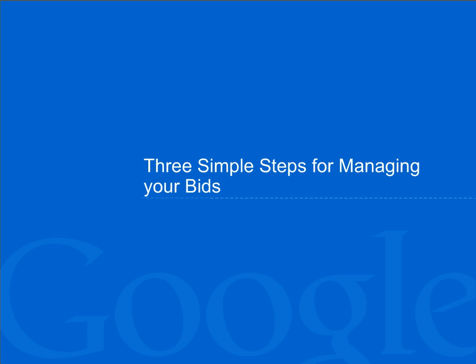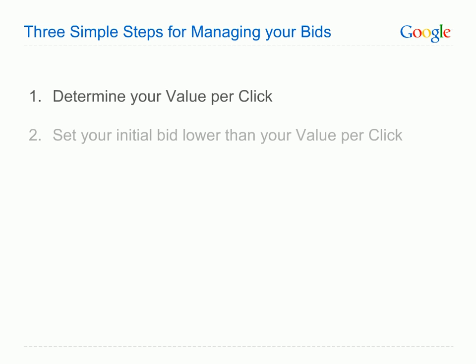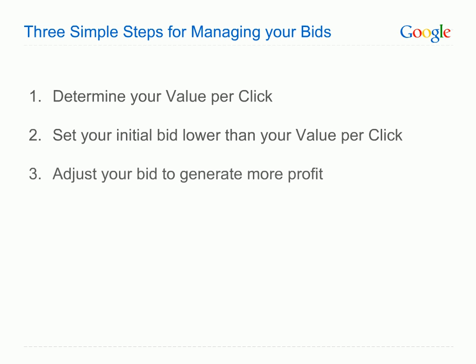Now let's look at 3 simple steps you can use to effectively manage your AdWords bids. When setting your bids, we recommend you follow 3 simple steps. First, figure out the amount of money you earn on average from each Google user who clicks your ad and visits your website. This is known as the value per click. Second, set your Max CPC bid below your value per click. And third, adjust your bid until you find the point that generates the most profit. Don't worry, we are going to explain all of these concepts in detail in the next 10 minutes. Let's get started.